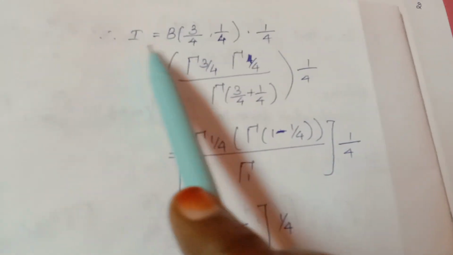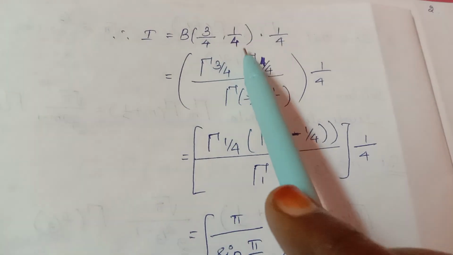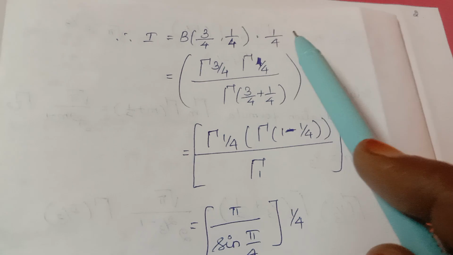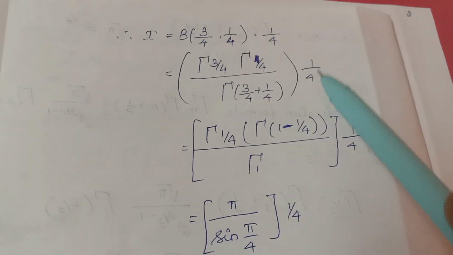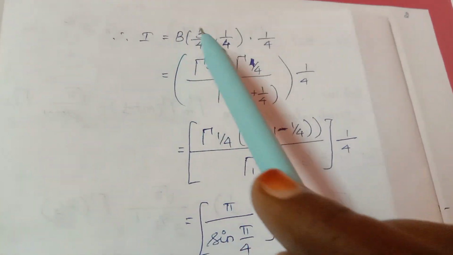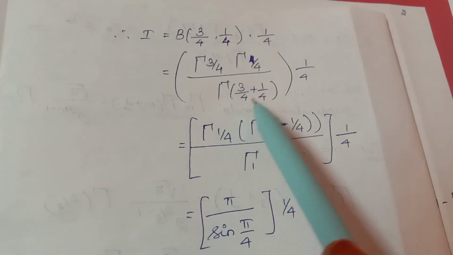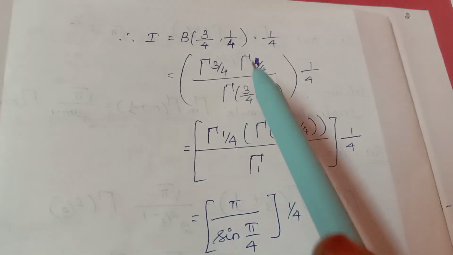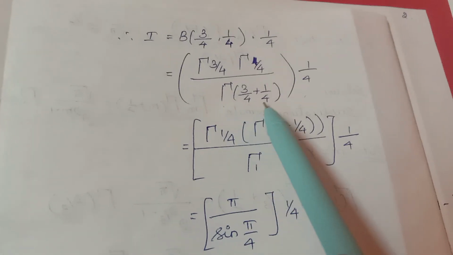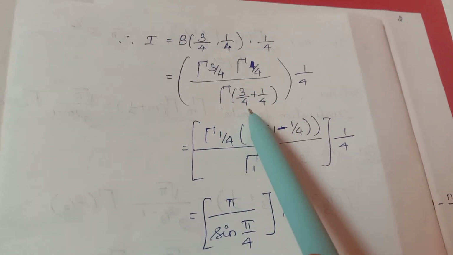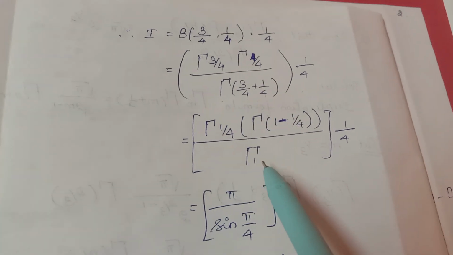So the value of the integral equal to beta of 3 by 4 comma 1 by 4 into, already 1 by 4 is there in the problem, so that 1 by 4 you put it here. So 1 by 4 into, for this I am applying the formula beta of m, n equal to gamma of m into gamma of n by gamma of m plus n. So gamma of 3 by 4 into gamma of 1 by 4 by gamma of 3 by 4 plus 1 by 4. So the denominator is simply gamma of 1. It's simply going to be 1 alone.